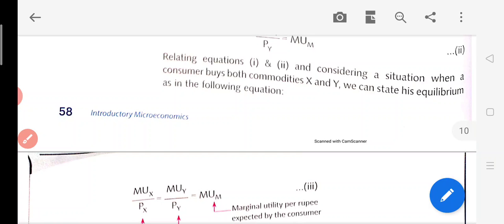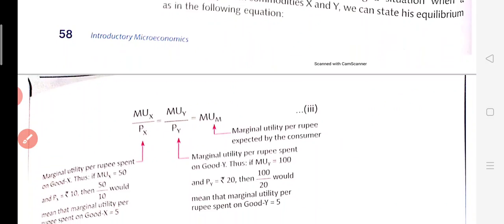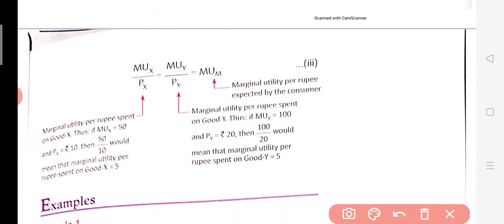Now here they are saying, relating equations 1 and 2, considering a situation when a consumer buys both X and Y, we can state his equilibrium as in the following equation. MUX upon PX is equal to MUY upon PY is equal to MUM. So here suppose marginal utility of money is equal to 1, and this MUY upon PY is also 1, and this third thing, MUX upon PX, is also equal to 1.